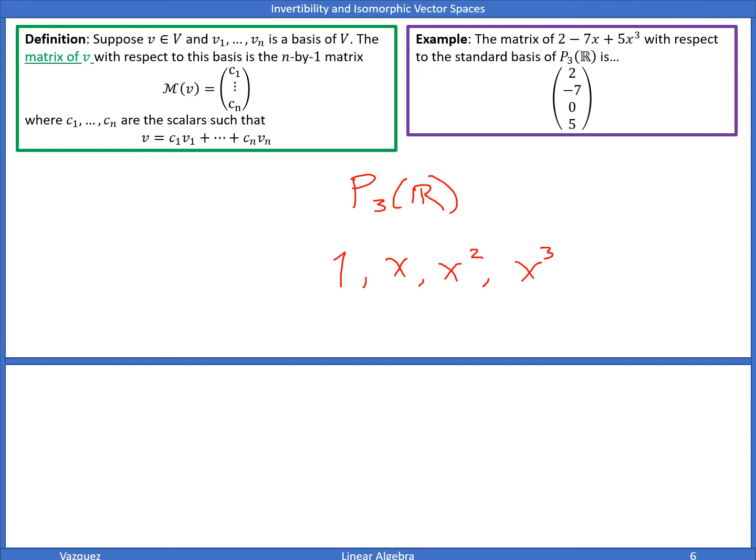Because there are 2 of these, negative 7 x's. How many x squares? 0. And x to the third, there's 5 of those. So this matrix, I have it horizontally, but it is over here. That's how we get that matrix. So that's the matrix of a vector.